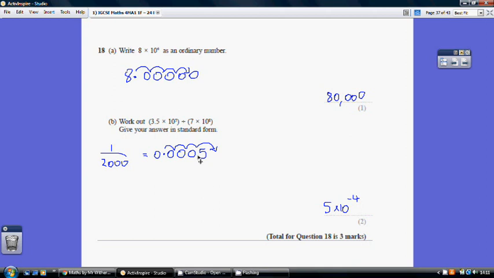The power is going to be a negative power, because this is a tiny number, and then you just need to decide what this power is. So the decimal point is presently here. The decimal point's got to move to being after the 5, so that's 1, 2, 3, 4 hops. So that's 5 times 10 to the minus 4.